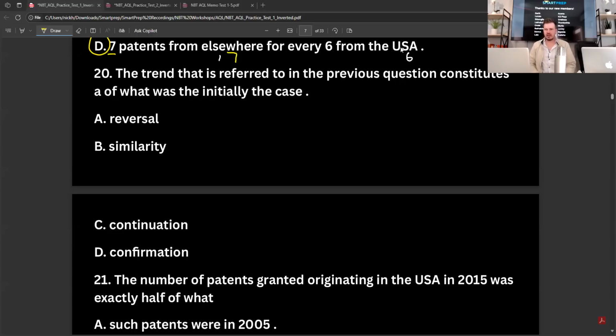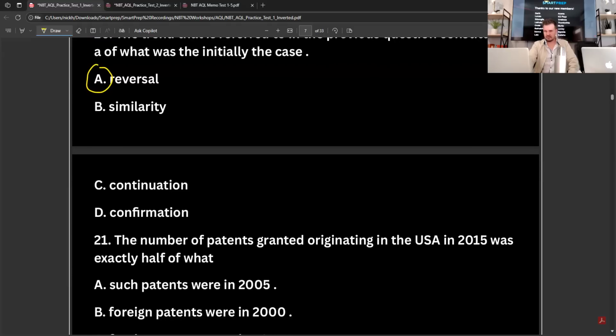Question 20 says that the trend referred to in the previous question constitutes a... this would be it's gone from being 6 to 7 to 7 to 6. So it's swapped around. So that would be a reversal. Okay, next question.